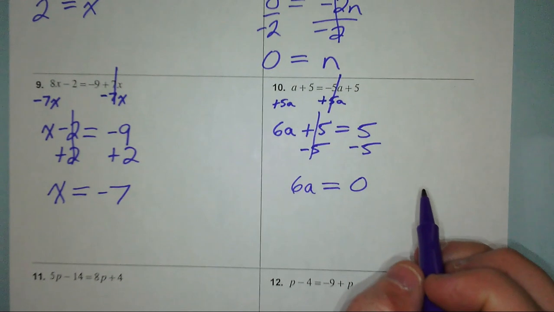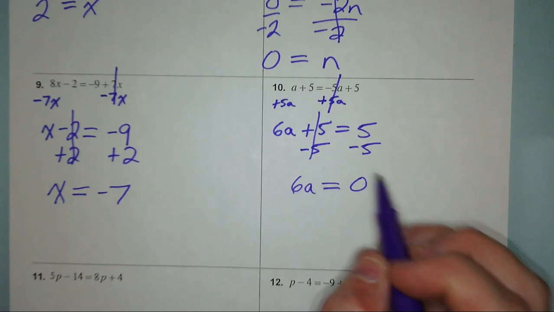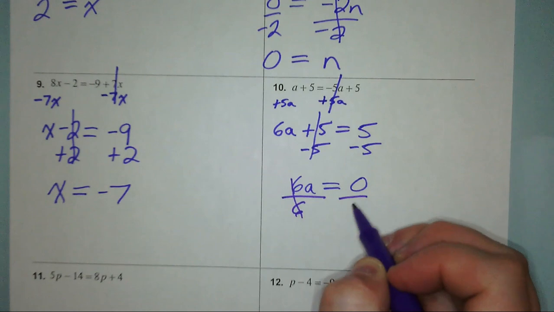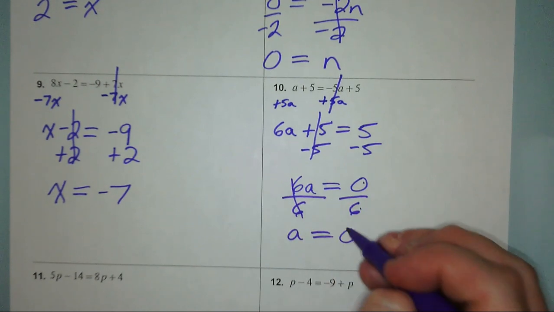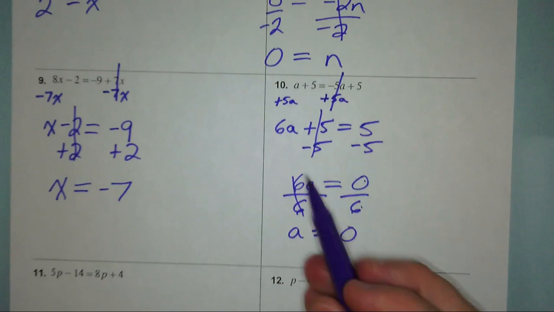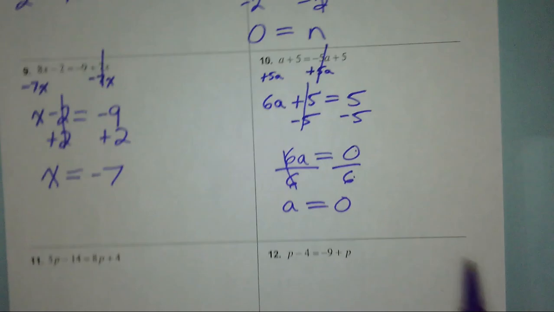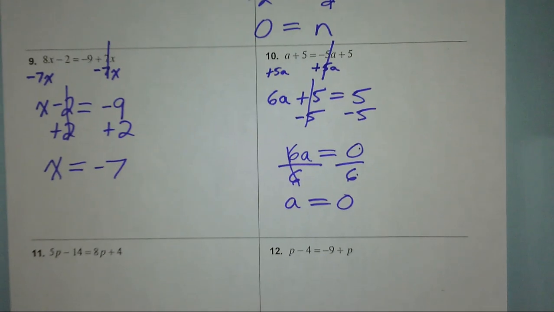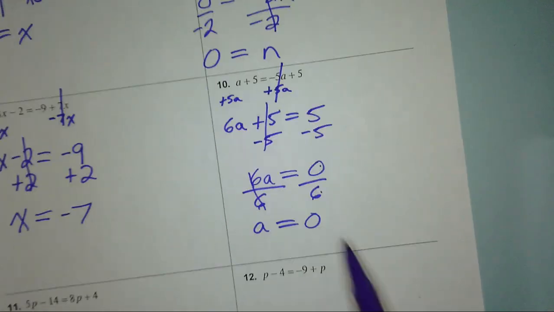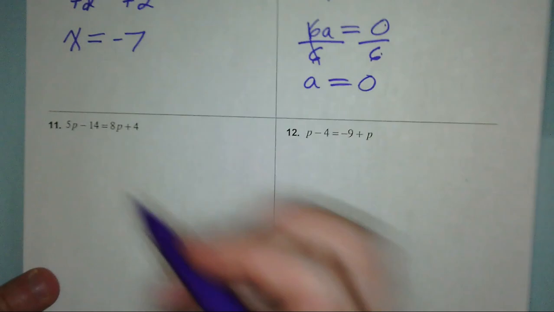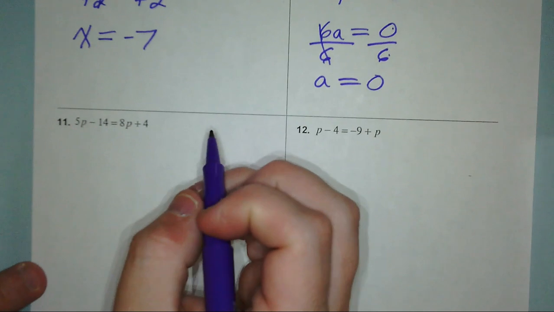To finish getting a by itself. Divide by 6. That's right. So now a is by itself, and then 0 divided by 6, well, that's still 0. So, hey, just like in number 8, you can get an answer of 0. That's allowed. That happens. So just like in number 8, our final answer was 0. Aaron, what's the first thing you want to do in number 11?